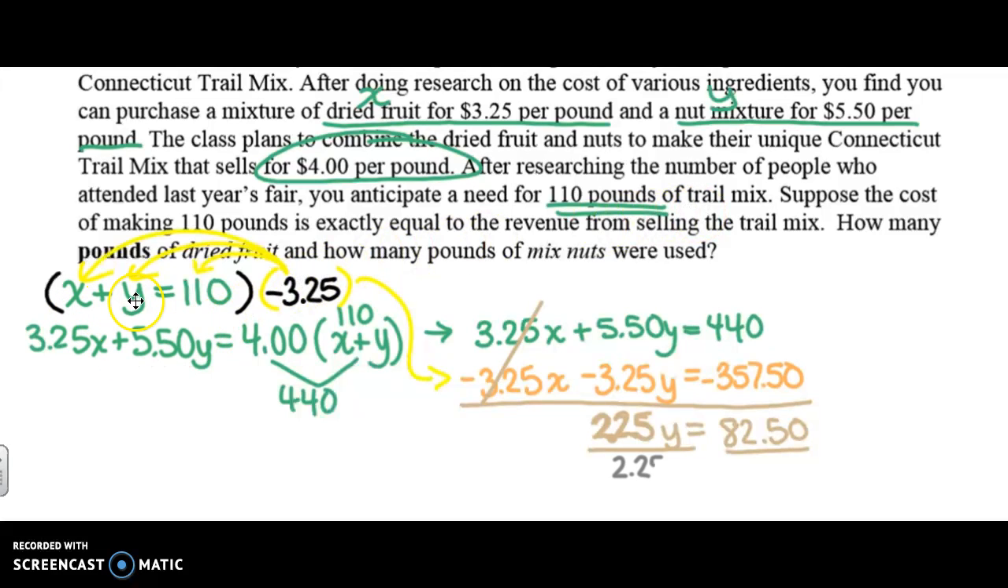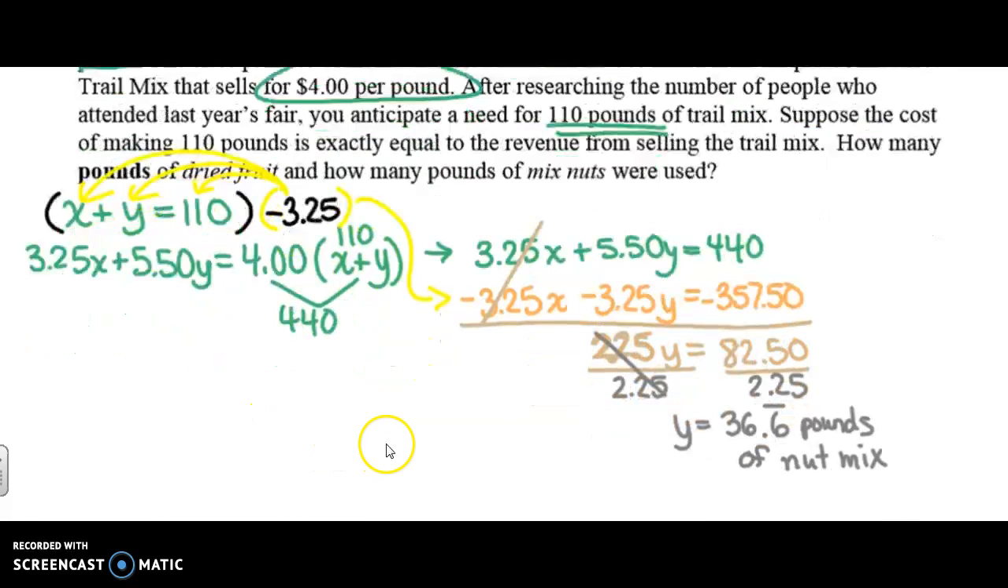So the first equation is x plus y equals 110, because that's how many pounds of dried fruit and nuts we plan on purchasing. $3.25 for the dried fruit, $5.50 for the nuts, and $4 for x and y together, meaning the combined fruit and nuts. But since x plus y was equal to 110, I'm going to replace the x plus y with 110 and multiply together to get the 440. That's where 440 came from.